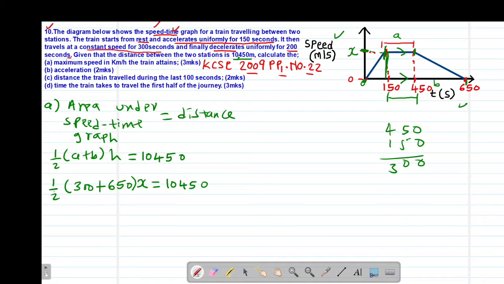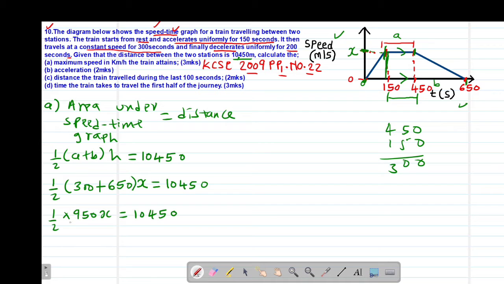So our height, which is the maximum speed x, should give us 10,450 meters. So this will be equal to a half, multiplied by, if I take 300 and add 650, I get 950. So this will be 950. Then of course we have an x here, multiplied by x, should give us 10,450.